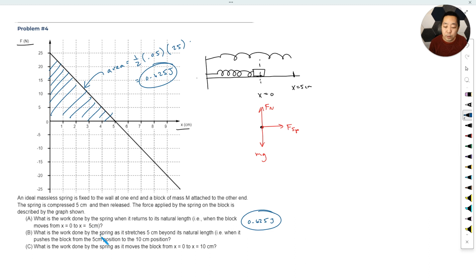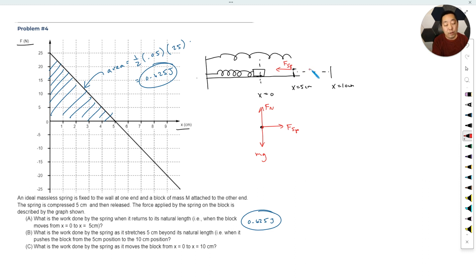What is the work by the spring as it stretches 5 centimeters beyond the natural length? I want to push this from 5 to 10. So now it's going to go from here to here. Now what's going to happen is the spring force is this way during the motion, because now we've stretched the spring. It's trying to get back to its relaxed length.